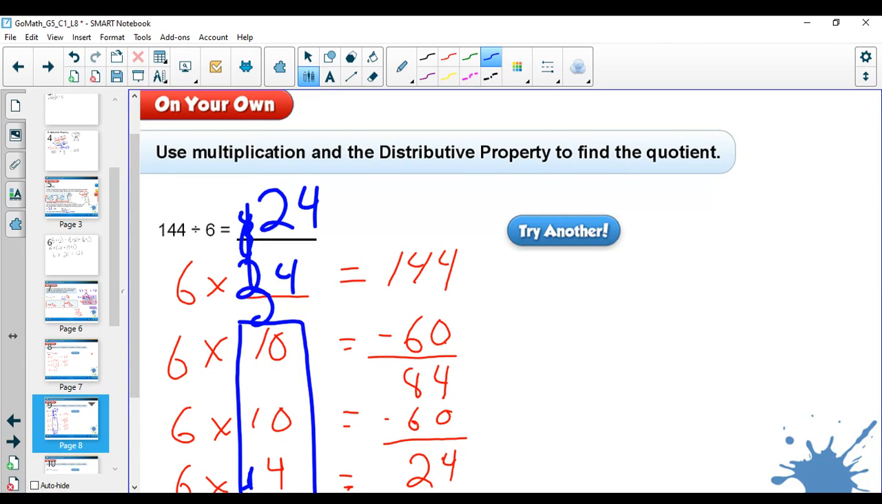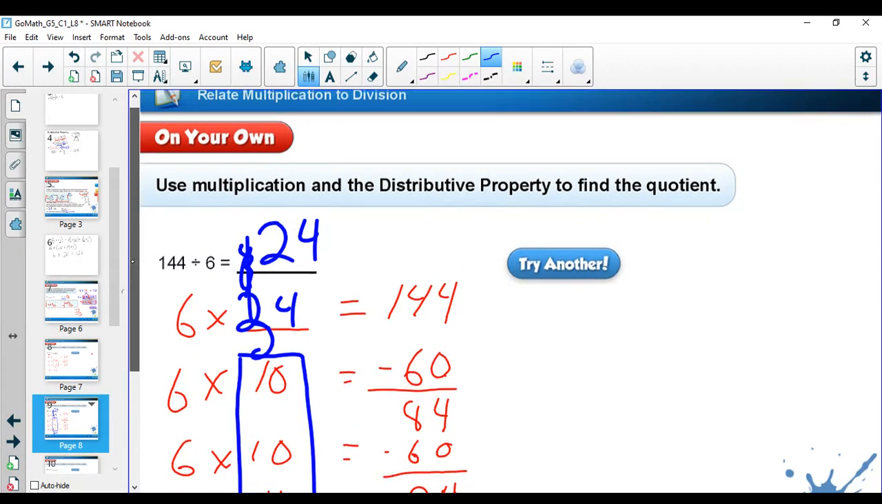All right, that is our lesson today, relating the distributive property to division to help us find the quotient. Hopefully, you have a good understanding of this and are able to work through the problems. If you have any questions, let me know.